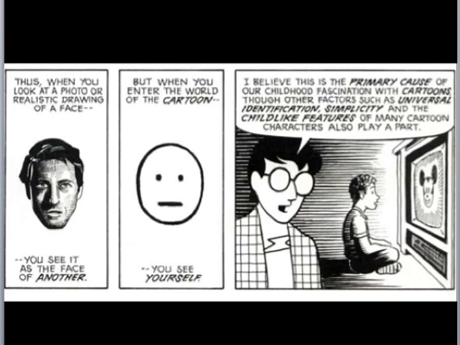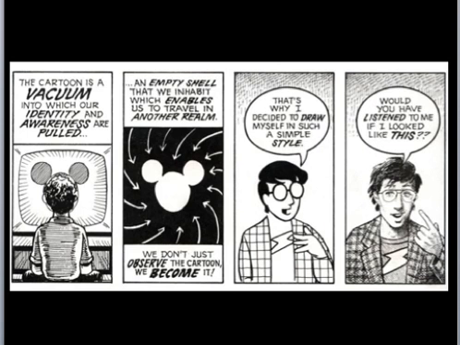So thus, when you look at a photo or a realistic drawing of a face, you see it as the face of another. But when you enter the world of the cartoon, you see yourself. This is his argument for universality. He believes that this is the primary cause of childhood fascination with the cartoon, though other factors such as universal identification, simplicity, and childlike features of many cartoon characters also play a part. So the cartoon is a vacuum into which the identity and awareness are pooled, an empty shell that we inhabit in order to travel into another realm. We don't just observe the cartoon, we become it.